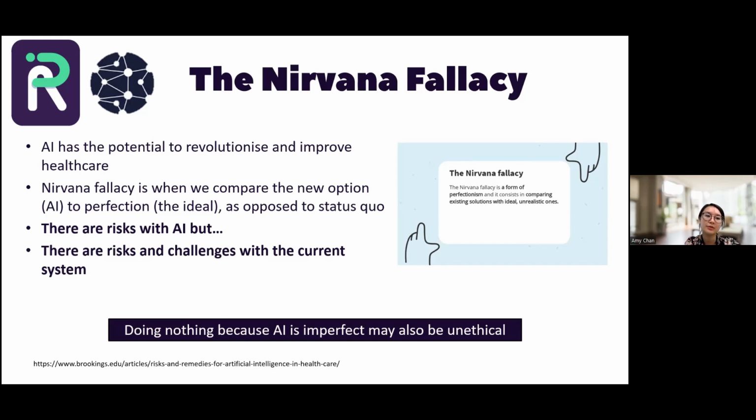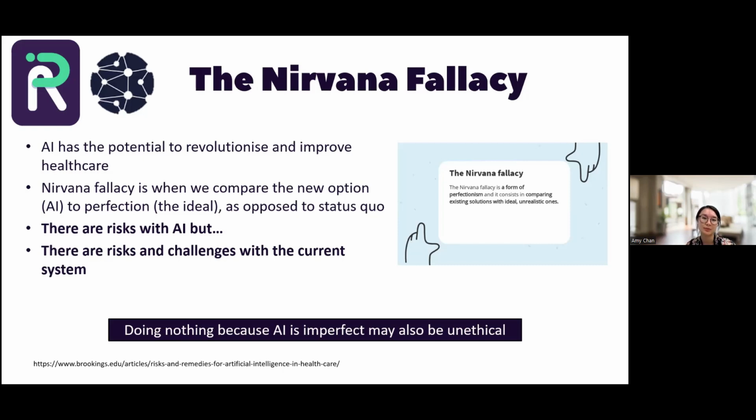And the problem with the nirvana fallacy is the idea that you are aiming for perfectionism. This is when we compare the new option, for example, AI, to perfection, the ideal, as opposed to the status quo, which is now without AI. So here, we have to think there are risks with AI, but there are risks in any health system. And even if we don't do anything, if we say we are banning AI from all aspects of our lives or all aspects of healthcare, it's not changing things.